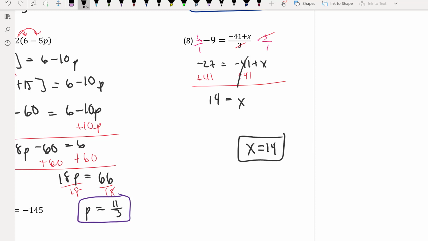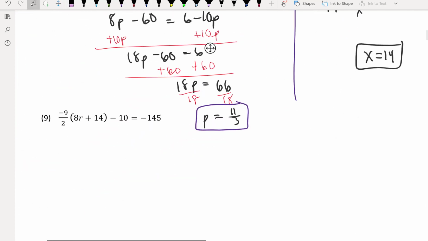Okay. So we are not afraid of fractions. We welcome them, right? It only took me like 3 lines to get there. So x is equal to 14 is going to be my answer.